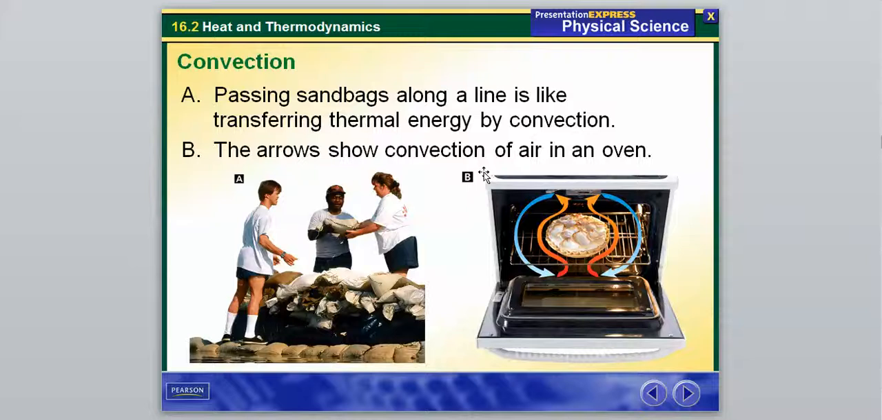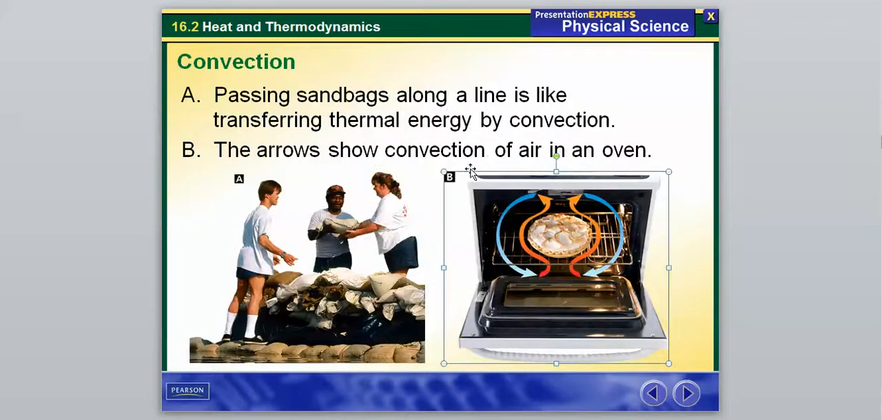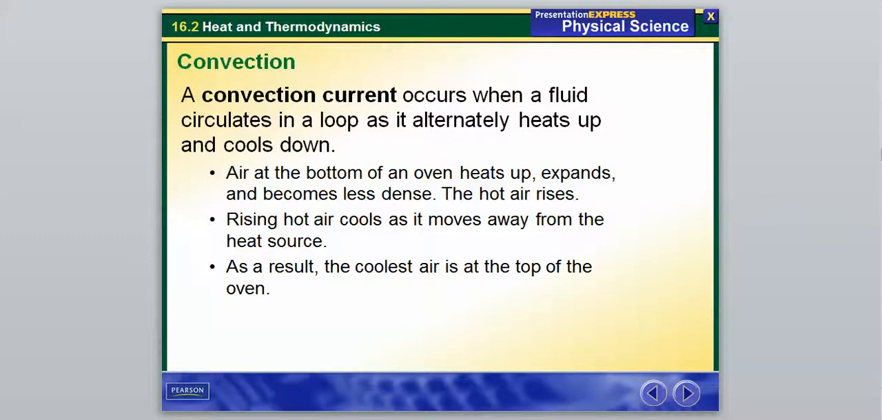So the example they give to help us understand what convection actually is, is saying that passing sandbags along in a line is like transferring thermal energy by convection. That's just an example to give us a little introduction, a real-life analogy there. And the arrows in the oven show how convection of air works in an oven. And so again, we'll get an example to say how convection actually works rather than just a more metaphorical thing there. A convection current occurs when a fluid circulates in a loop as it is alternately heated up and cools down.